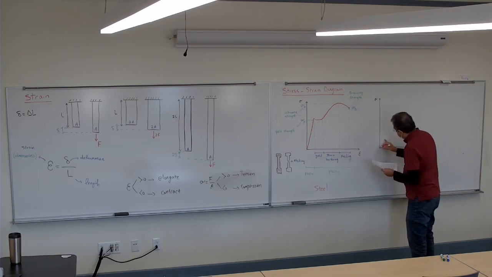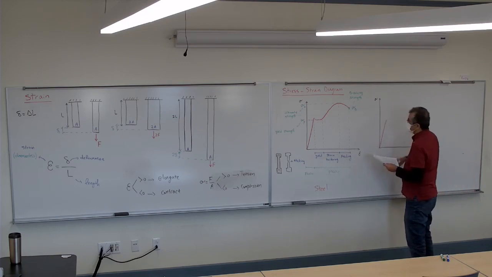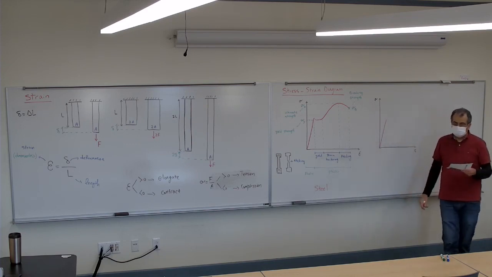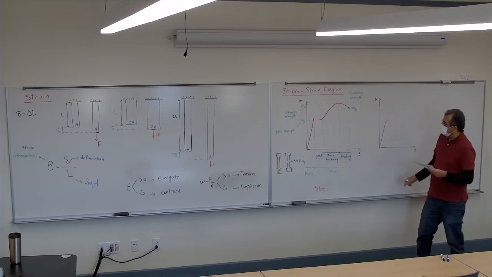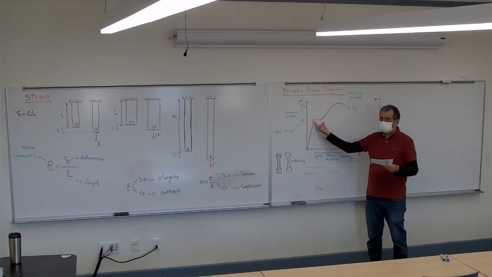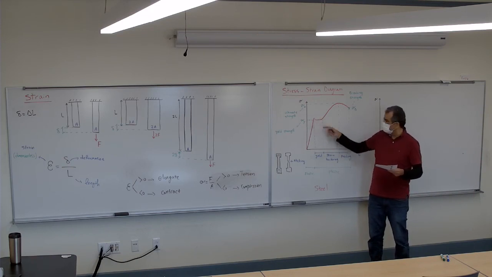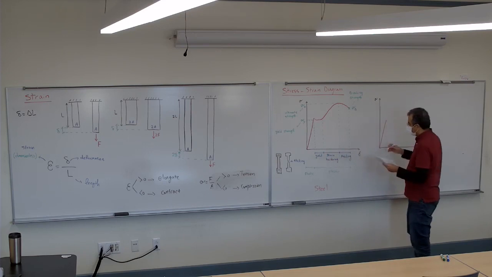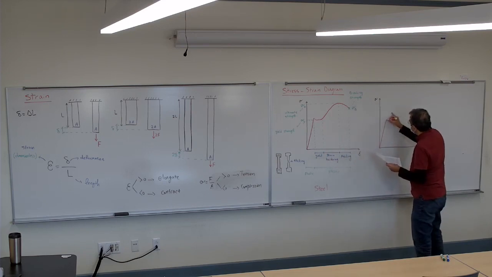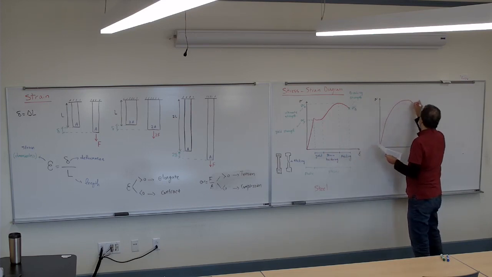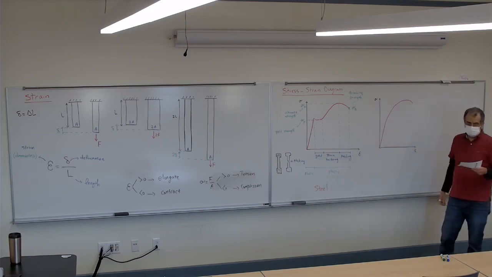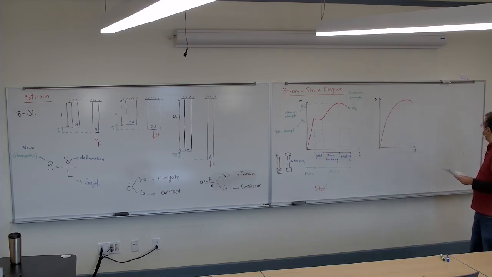Again, we are going to have the elastic section, but this part of the steel is not there. It goes from here right to here. So you don't see this yield part in the aluminum. It goes there, and then it goes like this, and breaks there.